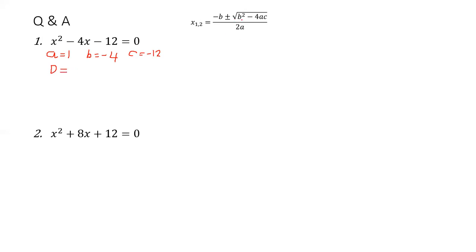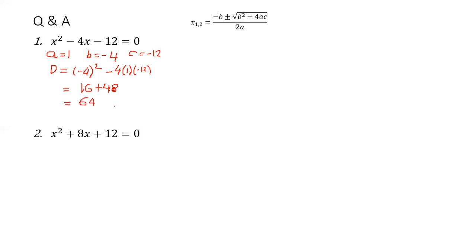D is b squared minus 4ac. It means negative 4 squared minus 4 multiplied by 1 multiplied by negative 12. And we get through this calculation 16 plus 48. Yeah, 48. You get the number 64.